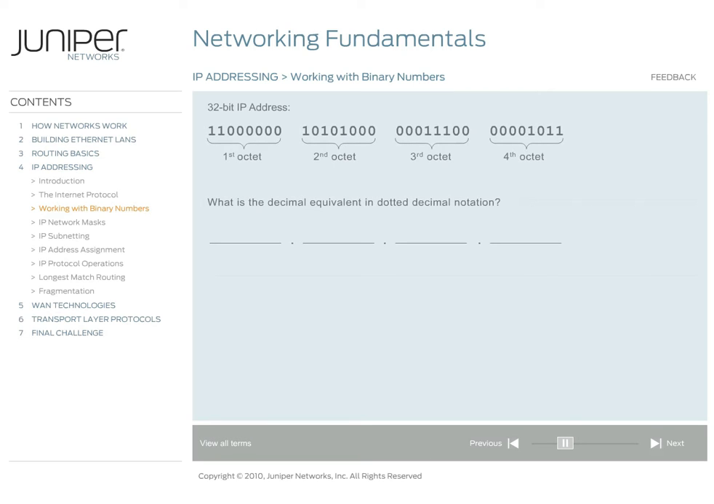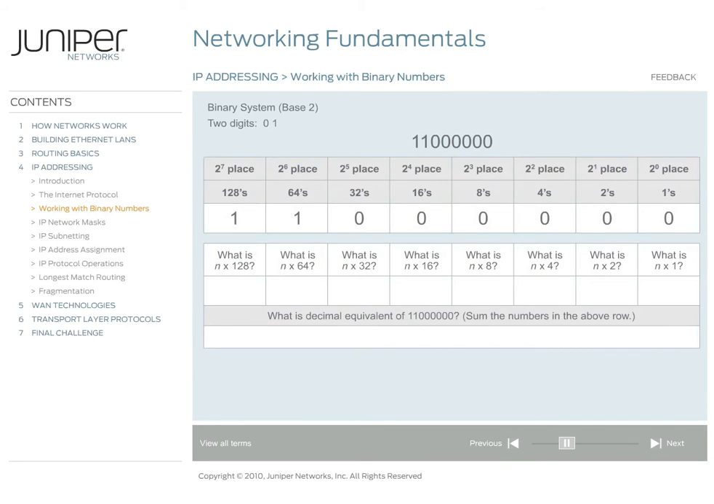Let's look at an example. We'll start with the first octet of the 32-bit IP address and determine its decimal equivalent. On screen, you'll see each position represented with the correct power of 2. Remember that when we look at decimal representations of numbers, a 1 in the hundreds place means one group of 100. A 1 in the tens place means one group of 10, and so on. In binary representation, a 1 in the 128th place means one group of 128. A 1 in the 64's place means one group of 64, and so on.